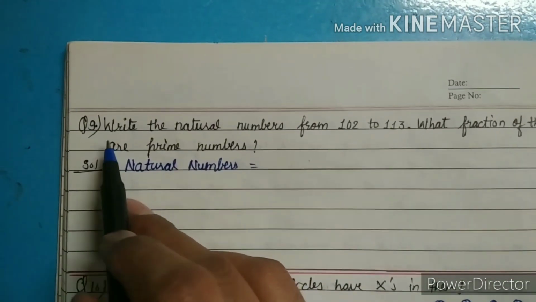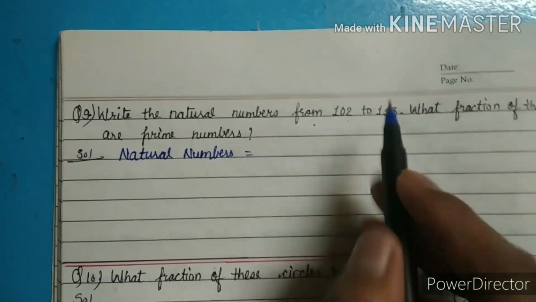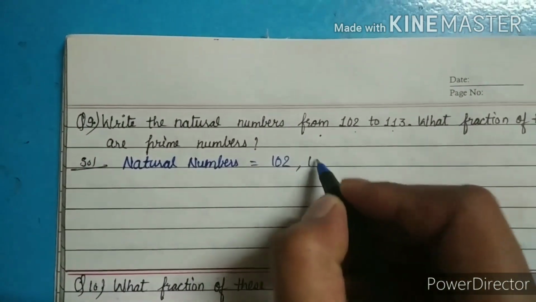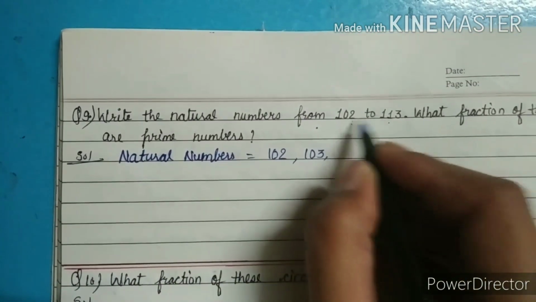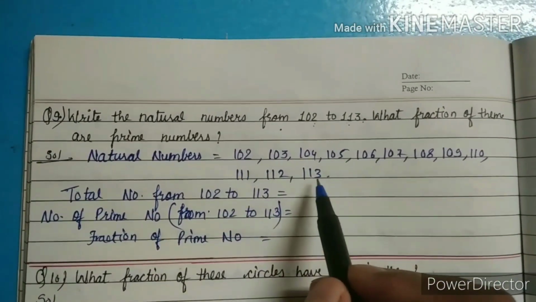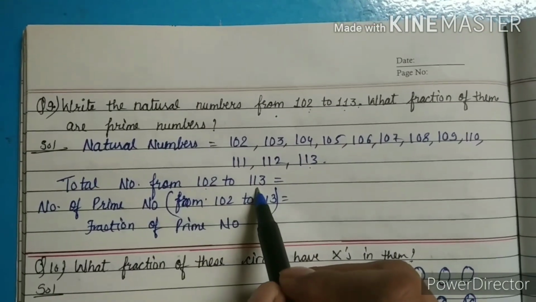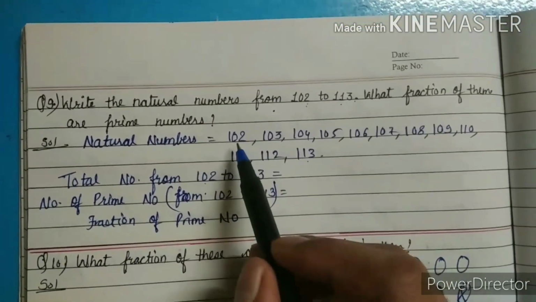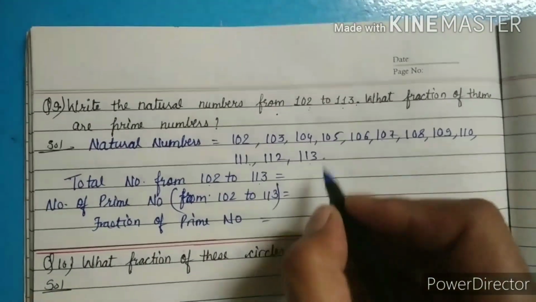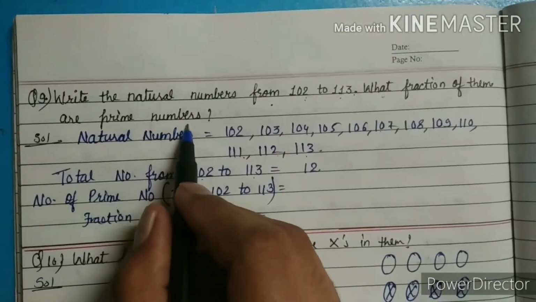Question number 9. Write the natural numbers from 102 to 113. Same as the previous question we will do. Firstly we will write all the numbers that the question is asking, 102 to 113 we have to write. So total numbers from 102 to 113, how many are they? Let's count it. 1, 2, 3, 4, 5, 6, 7, 8, 9, 10, 11, 12. 12 they are.